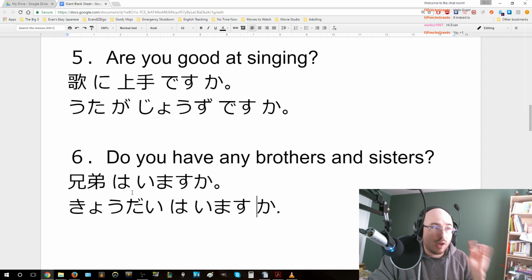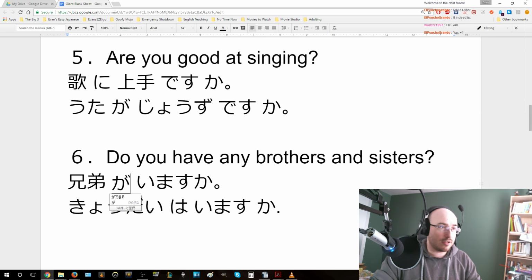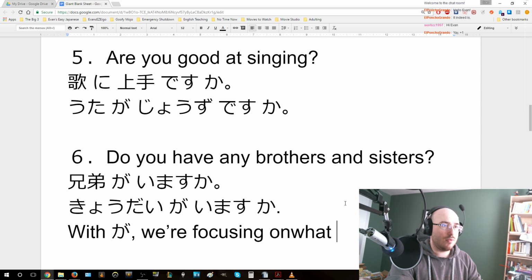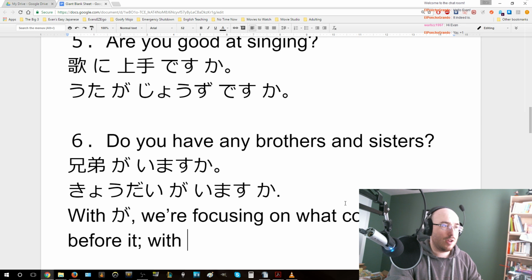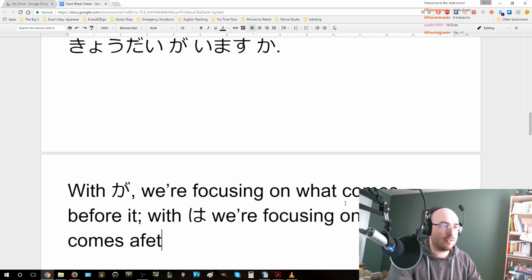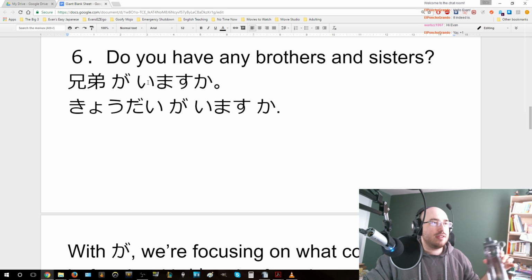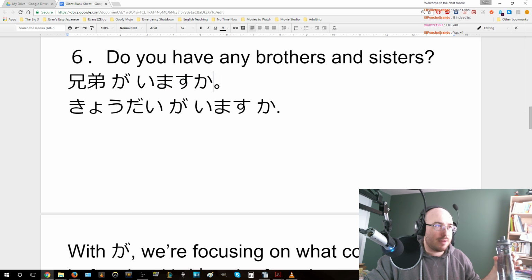That's great. However, I want to make this a ga particle. Evan, what's the difference between ga and wa? Great question. The best answer I can give you right here is, with ga, we're focusing on what comes before it. With wa, we're focusing on what comes after it. That's pretty much the golden rule with ga versus wa in a sentence like this. Kyodai ga imasu ka? See, I don't care about whether or not they exist. I care about whether you have siblings.